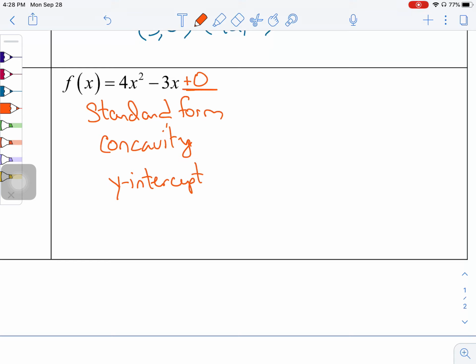Okay, so starting with concavity, it's a +4 to start, so this is going to be concave up. And if we look at our c value here, remember it didn't exist, but adding 0 doesn't change anything, so you can go ahead and add 0. That gives us a y-intercept of (0, 0).